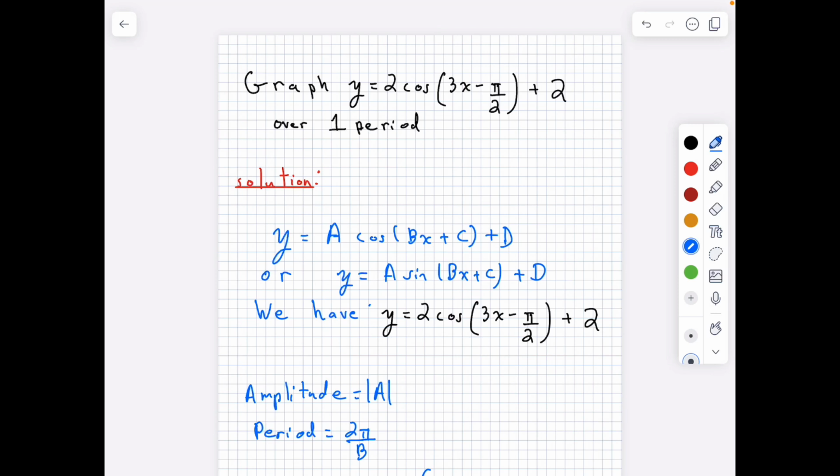All right, hello everyone. So today we're going to be looking at this trigonometric function, which we're going to graph: y equals 2 cosine quantity 3x minus pi over 2 plus 2. And we're going to graph that over one period.